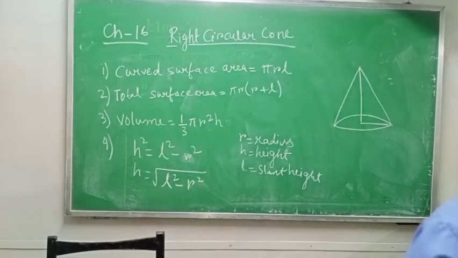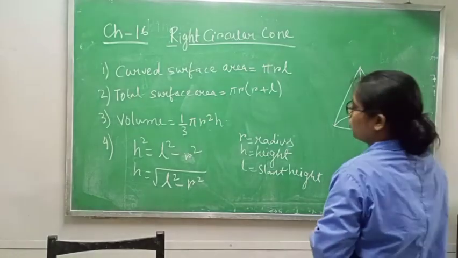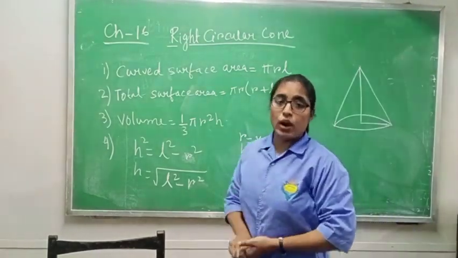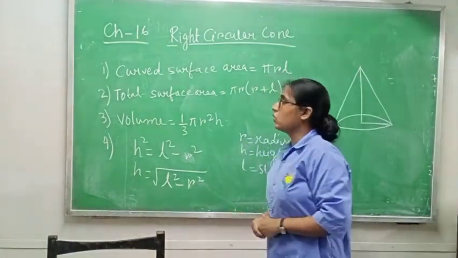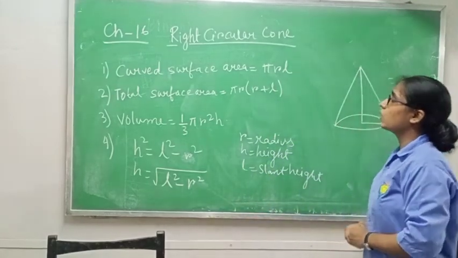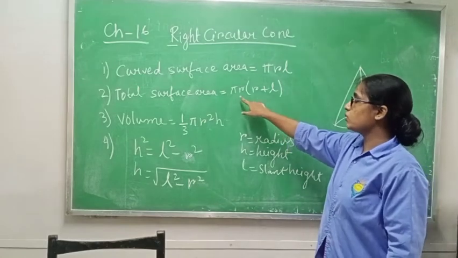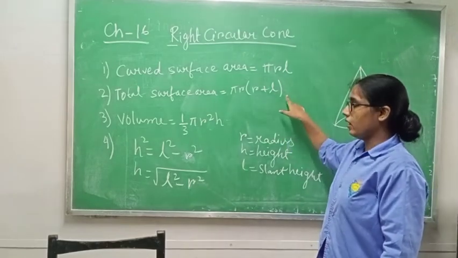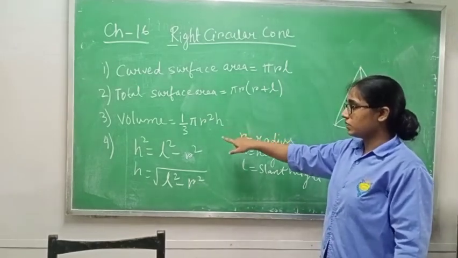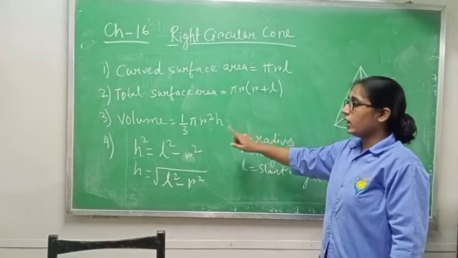Class 10. Today I am going to start right circular cone. In this chapter you have four formulas. I have written them already. Curved surface area equals pi r l. Total surface area equals pi r (r plus l). Volume equals 1 by 3 pi r square h.